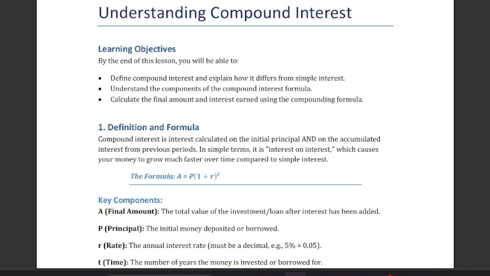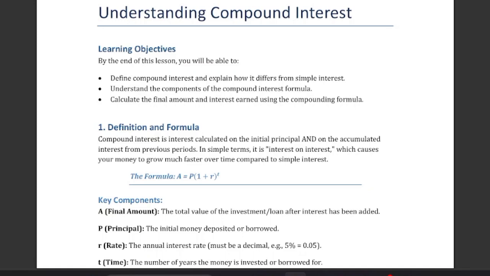Okay, let's start with the definition. So when we talk about compound interest, let me explain it in this way. Let's see what we have in the note first. Compound interest is interest calculated on the initial principal and on the accumulated interest from previous periods. In simple terms, it is interest on interest, which causes your money to grow much faster over time compared to simple interest. Let me give you an instance.